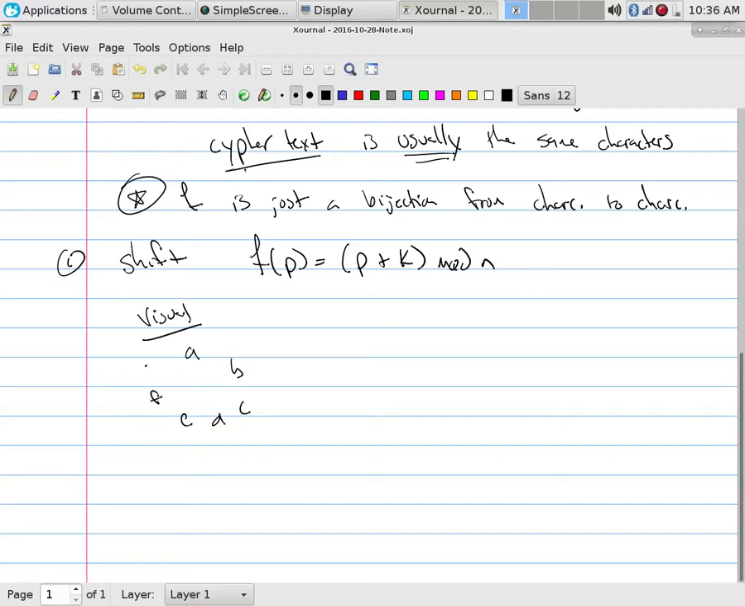E, F, and G, right? If that's your entire language, then say f of p is equal to p plus 2 mod what? How many symbols do I see? 7. So it would be simply mod 7. And so, therefore, what would DAD become? What would D go to? If it's a plus 2 shift, it would become what? F. What would A become? C. And so it's just FCF.